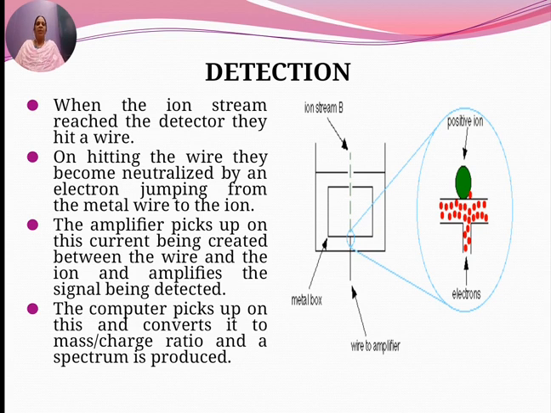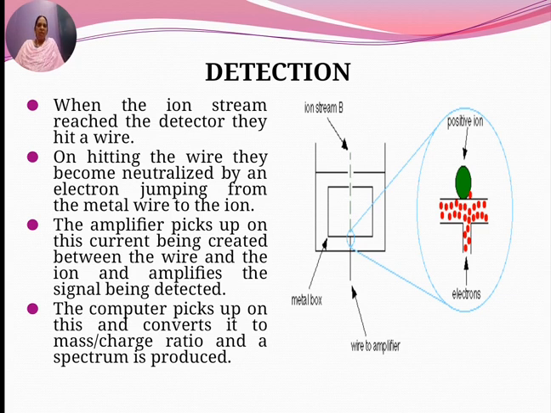On hitting the wire, they become neutralized by an electron jumping from the metal wire to the ion. So the amplifier picks up this current being created between the wire and the ion and amplifies the signal being detected.